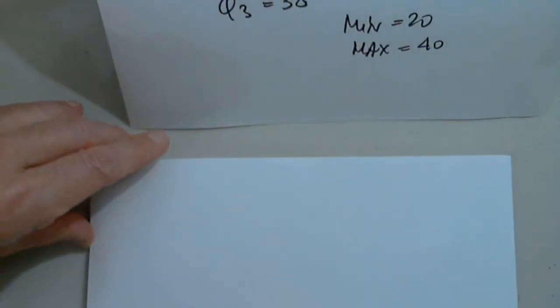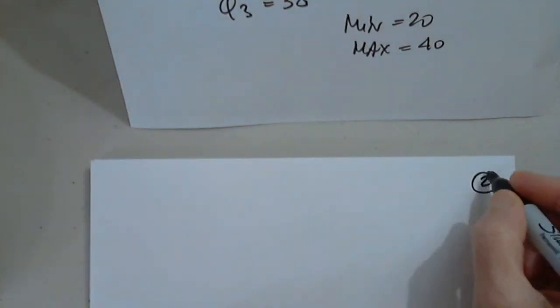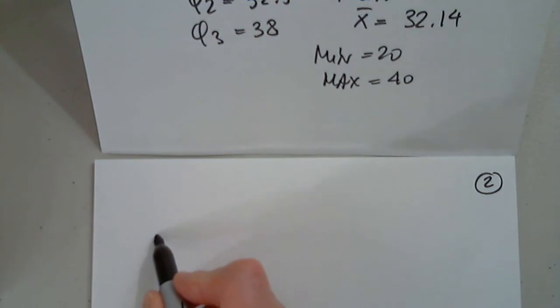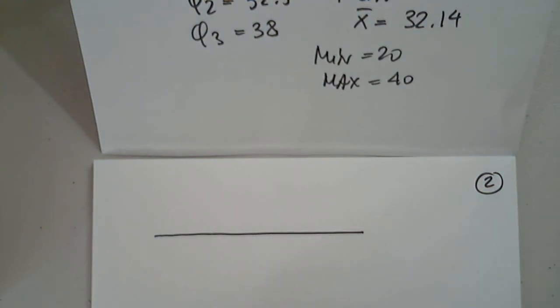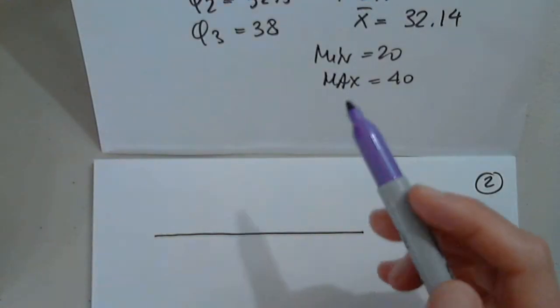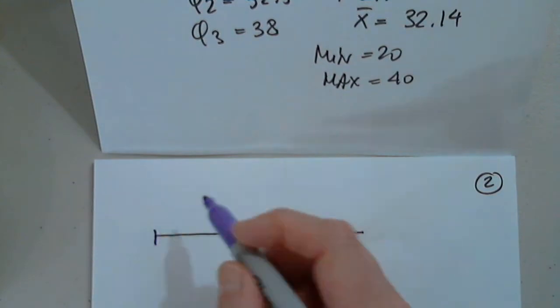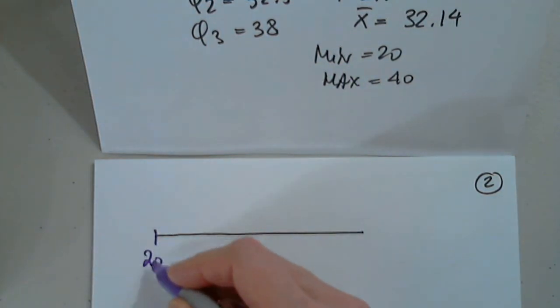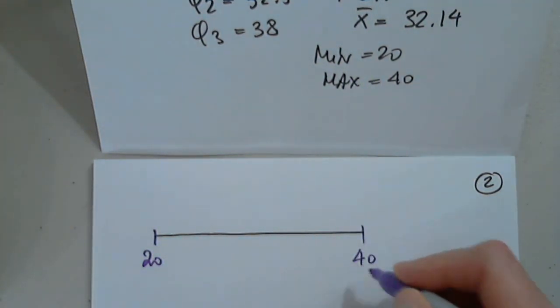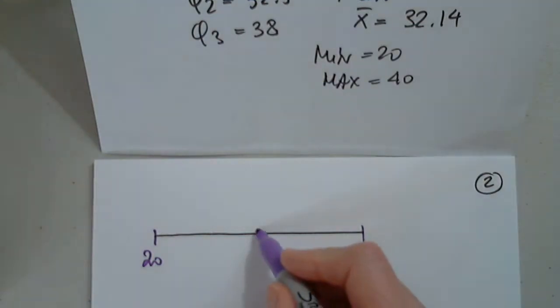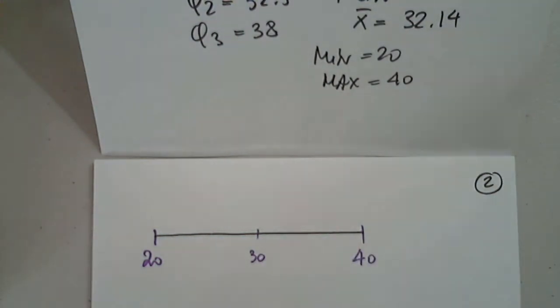Okay, I'm on my page 2. So if I want to present, we're going to do this with the box plot today. I'm going to start with identifying, okay, this is the minimum, which is 20, and this is the maximum, which is 40. So 30 should be somewhere here in the middle.